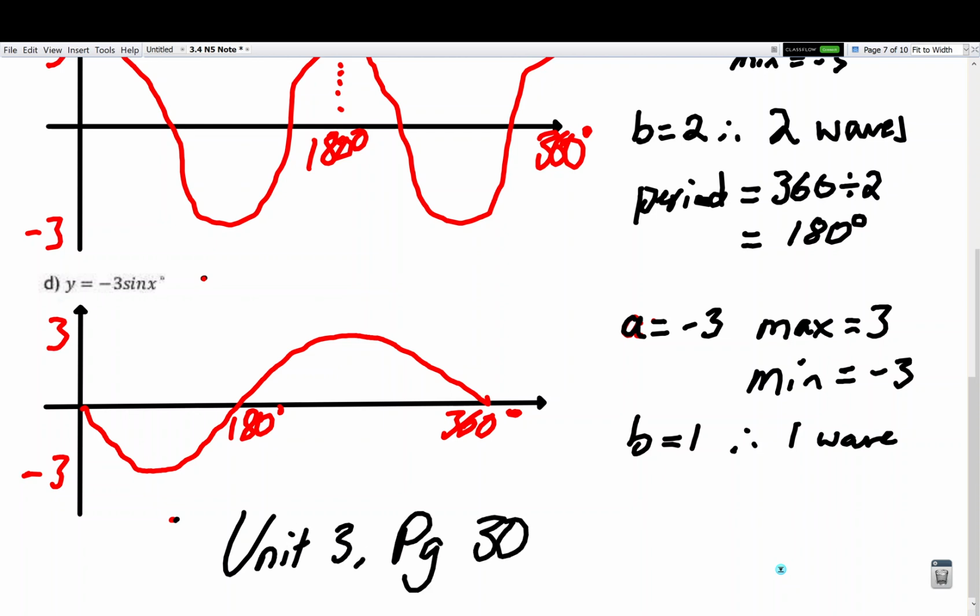So it's just a number of equations that you have to please graph. So draw your own set of axes with your ruler. What is the amplitude? Therefore, what's the maximum and the minimum? What is the value of B? Therefore, how many waves are there in 360? If you need to identify the period and write that all down, then please do that. Okay, so Unit 3, page 30, question 3 is your task now.